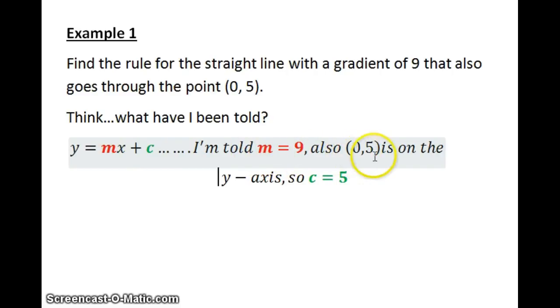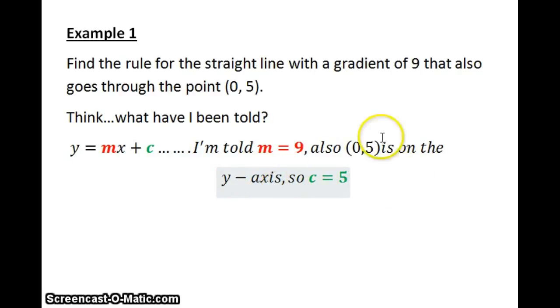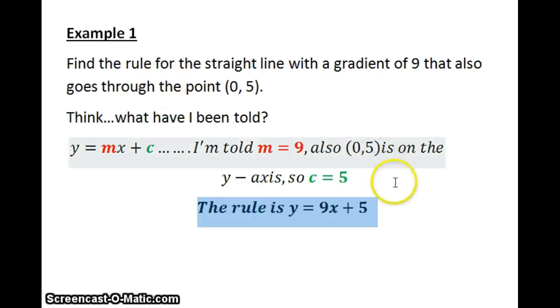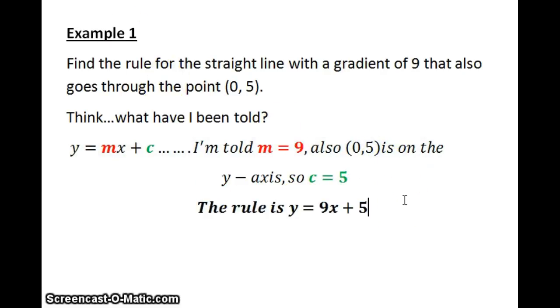Now think about that point (0, 5). It's actually on the y-axis because x equals 0. That means the 5 is the y-intercept and is that number c. So then I just write down everything I know. y equals 9x plus 5. Well, that seems quite easy, and it is.